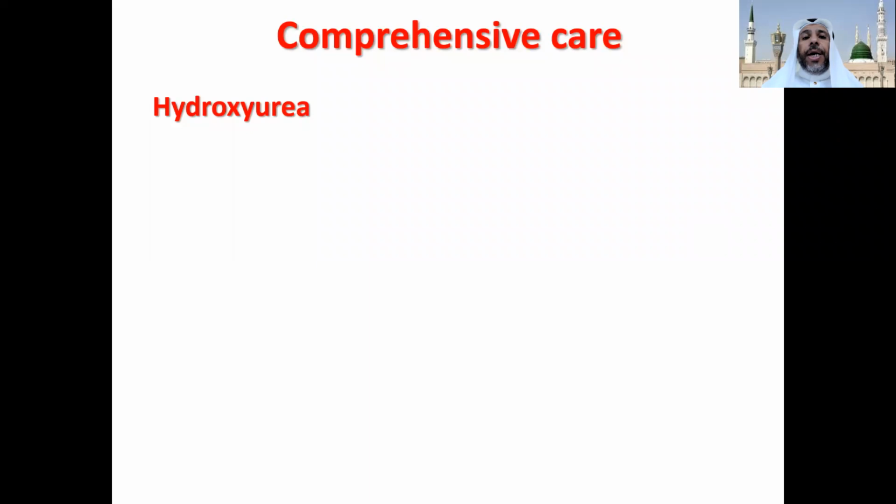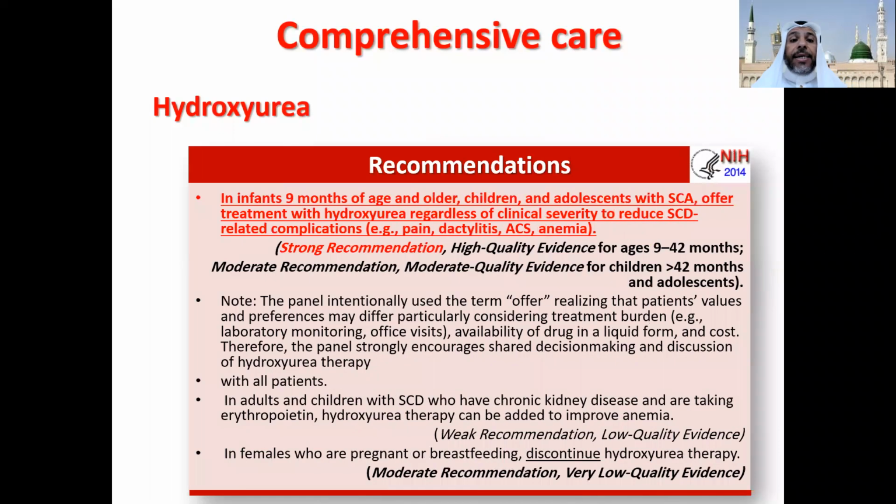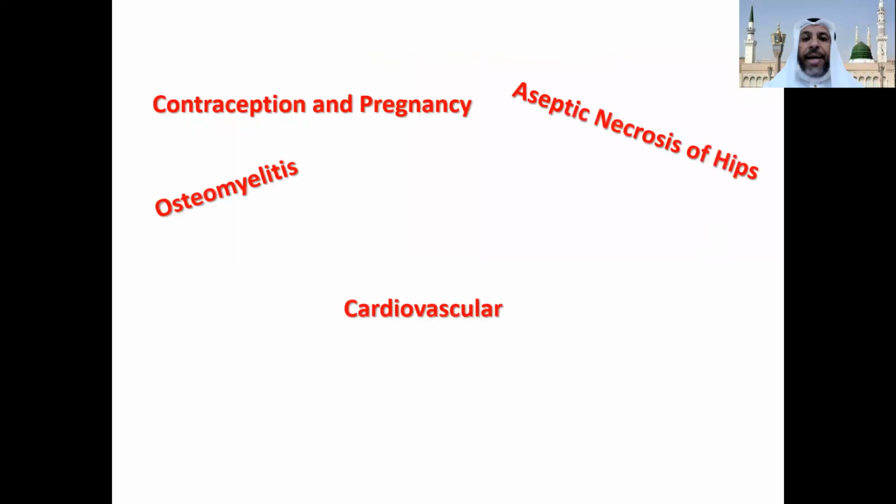So hydroxyurea, one of the medications, an anti-neoplastic medication discovered a long time ago, has been used for sickle cell anemia over the last 40 years, and it has been shown to be effective and a safe medication among adults and pediatrics, and it has been recommended for all sickle cell anemia patients starting from the age of 9, whatever the situation, I mean the clinical situation of those patients.